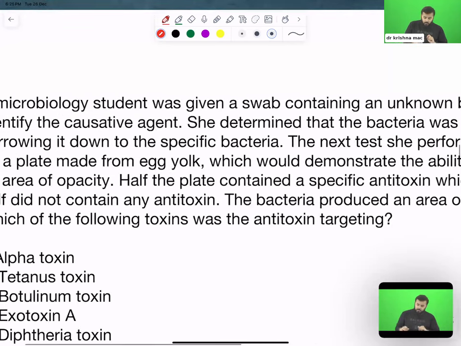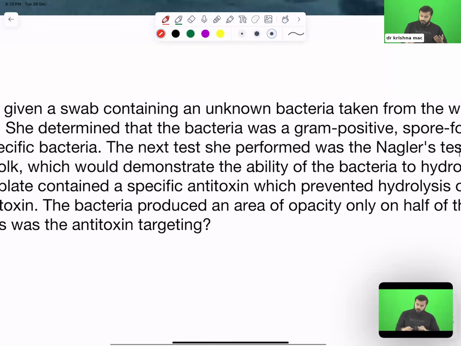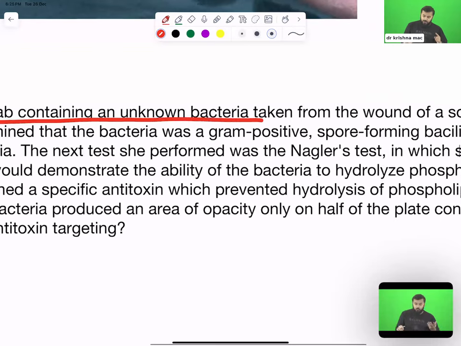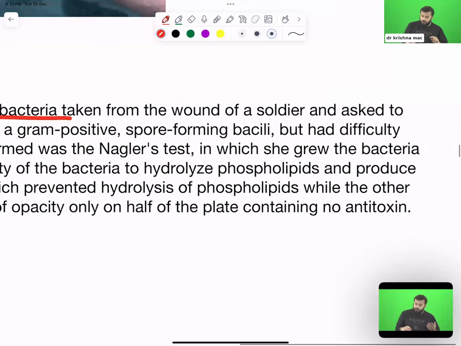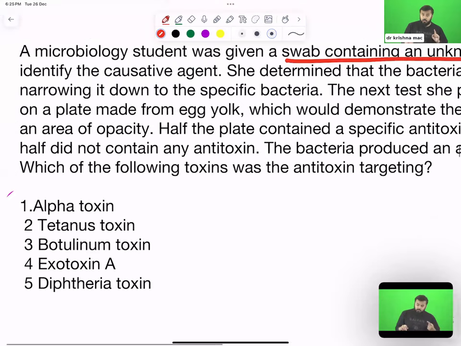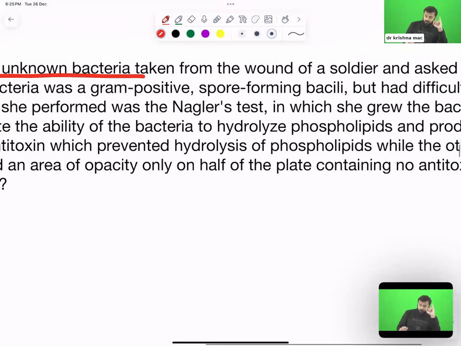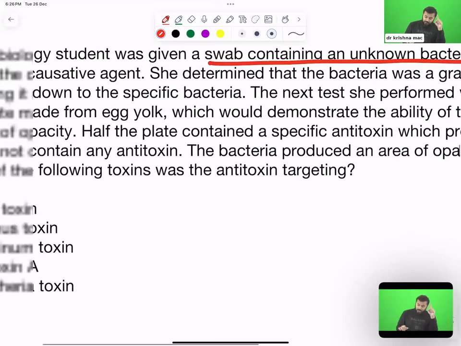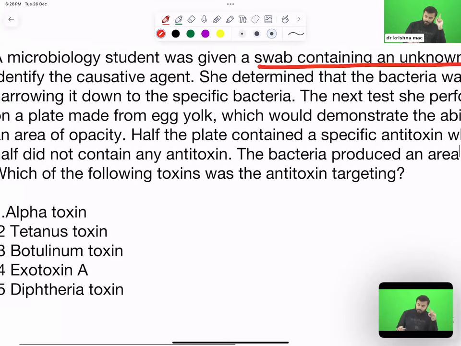This swab is containing what? Unknown bacteria. He doesn't know what bacteria that is. Taken from the wound of a soldier and asked to identify the causative agent. She determined that the bacteria was gram positive, spore forming bacilli. What did I tell you? There are only two genera which form spores. One is called Bacillus species and the other one is called Clostridium species, if you remember. But had difficulty narrowing it down to specific bacteria.